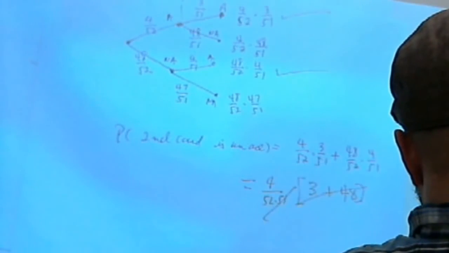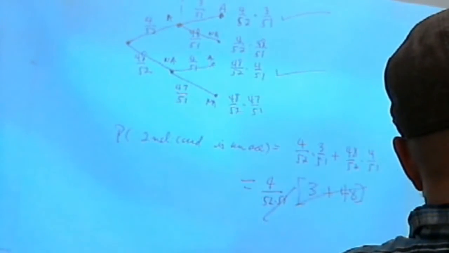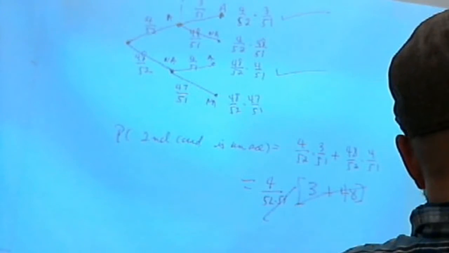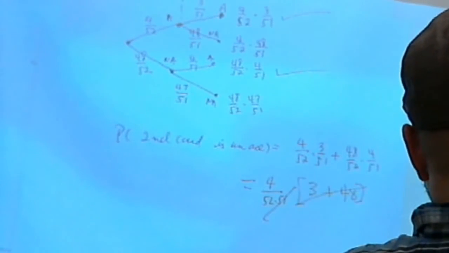Now you can make a big jump. What's the probability that the second card is an ace? So you're not looking backwards at all. You're just asking a question.